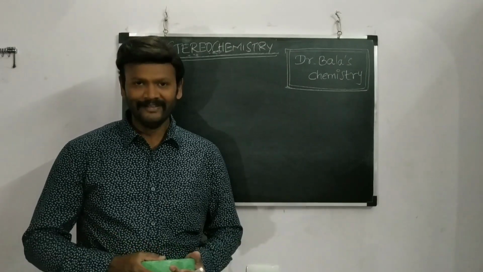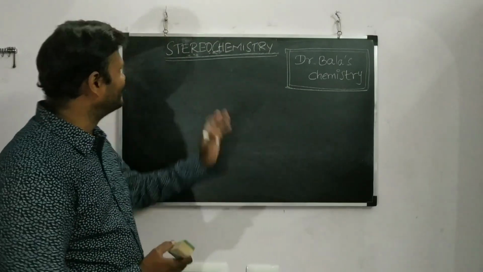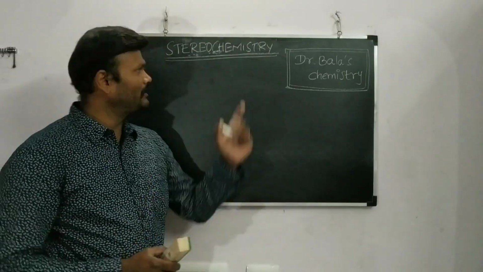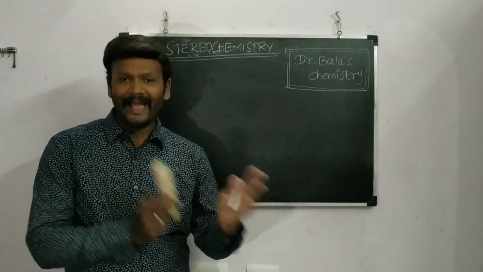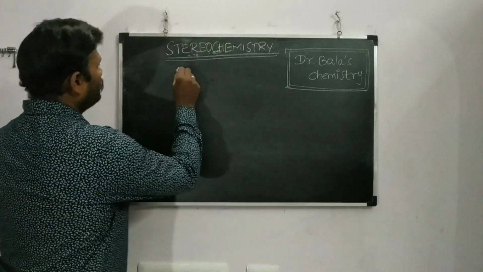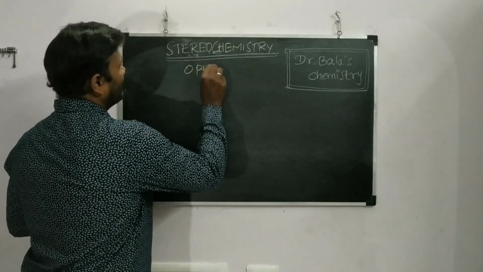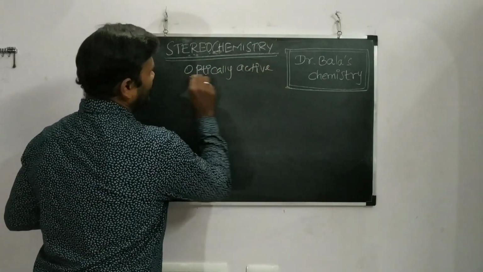I'm your Dr. Bala. So here we are going to discuss a very important topic, that is stereochemistry. Stereochemistry will decide whether a compound is optically active or not. We can check with that. So, what is optically active? Optically active molecules. How can you check optical activity?